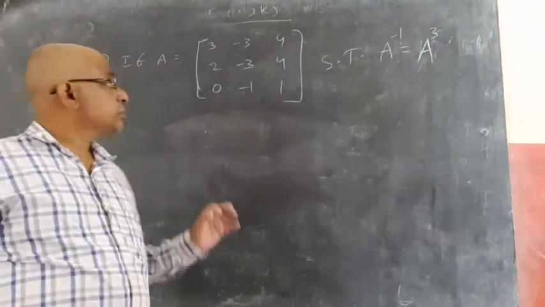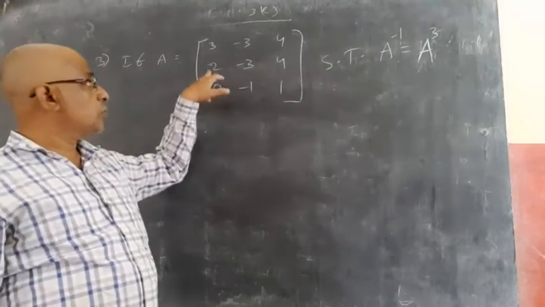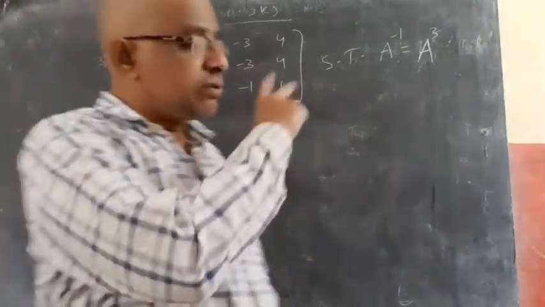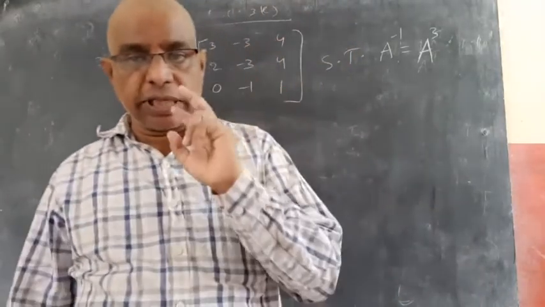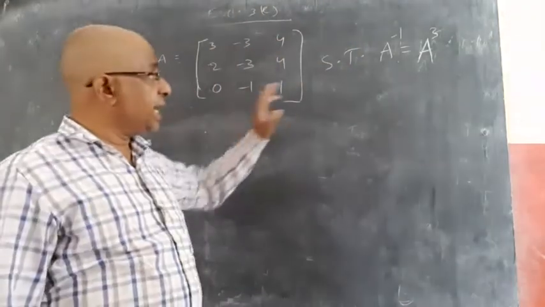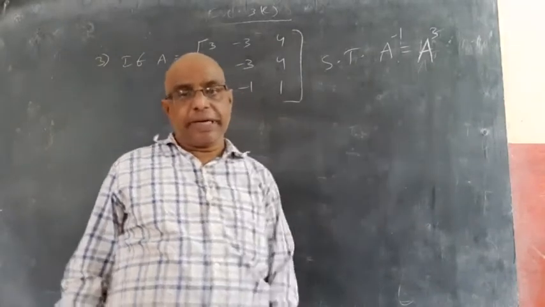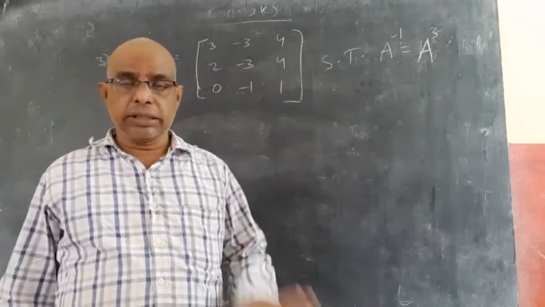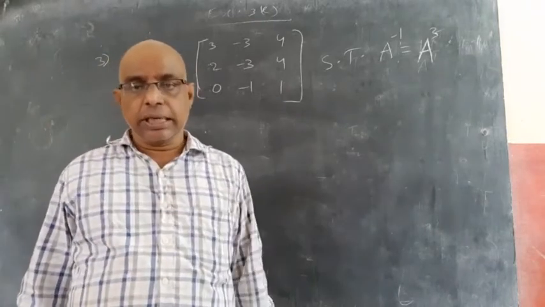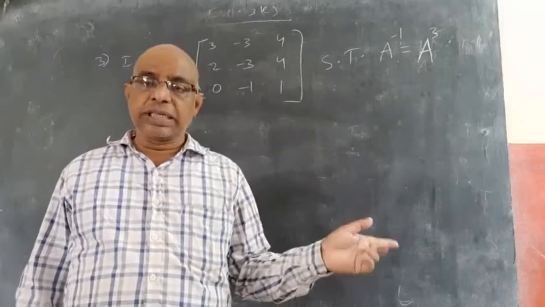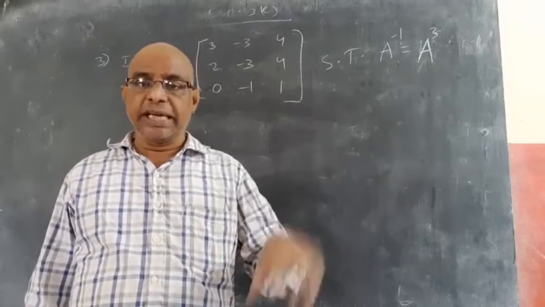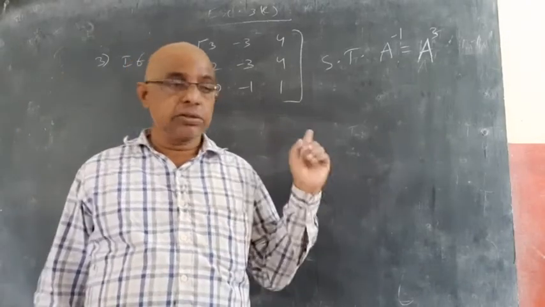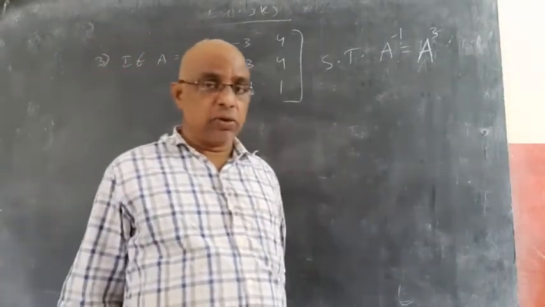One more sum. If A equals [3 minus 3 4; 2 minus 3 4; 0 minus 1 1], then show that A inverse equals A cube. For this also there are two ways of doing. One is find A inverse separately, then A cube separately, then LHS equals RHS. The second way, like the previous sum: AB equal to BA equal to I, then B is A inverse. I will use the same second method here.